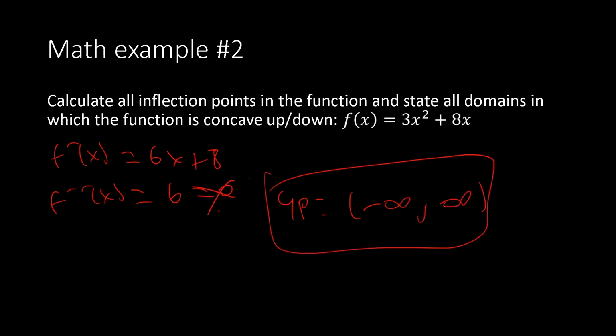And this rule holds for all quadratic equations because their second derivative is always going to be a constant. No constant second derivative has an inflection point, so they're always either concave up or concave down.